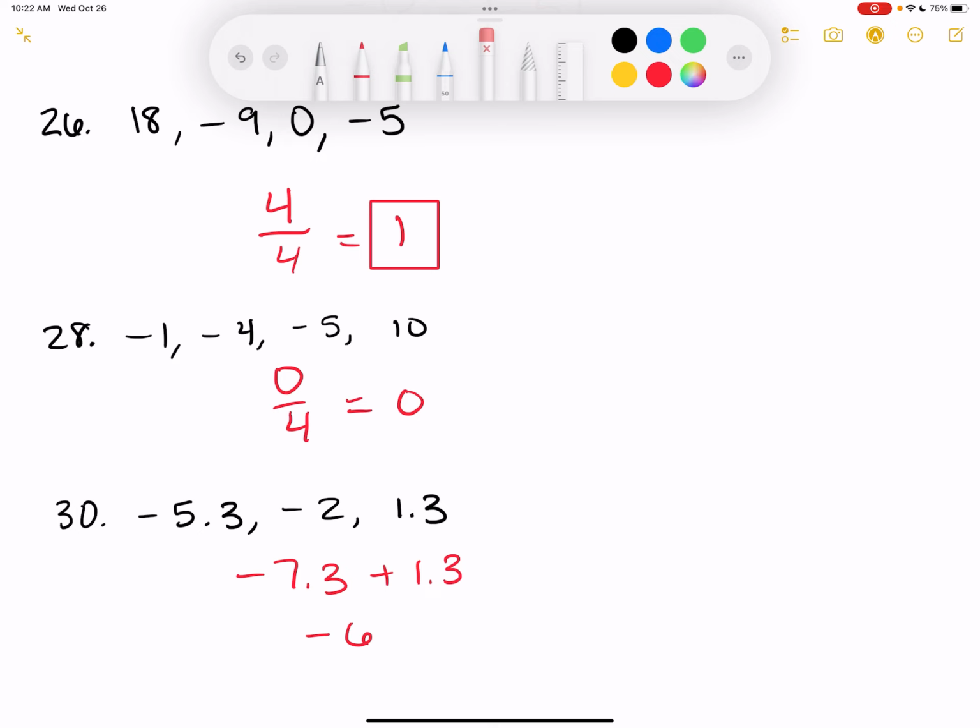So we can do 7.3 minus 1.3, so that's 0, and that's 6. And we don't have to write the 0.0 at the end. I mean, if you write it, there's nothing wrong with that. And then it's negative because 7.3 is the bigger number. And we had 3 numbers, so -6 divided by 3 is 2. Positive or negative? Negative. Yep.